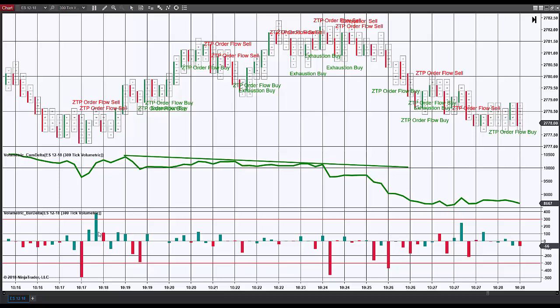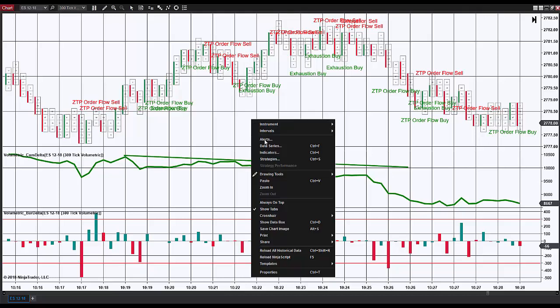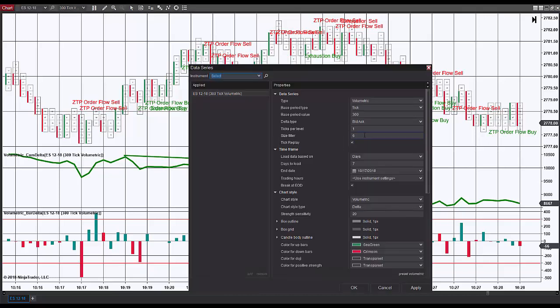filtered for trade size. So again, you would say, well, I can do that. All I got to do is go to the data series and put in a size filter here of 6. And you would be correct that yes, you can do it. However, you would be wrong in thinking that you got the correct answer. And let me explain why.